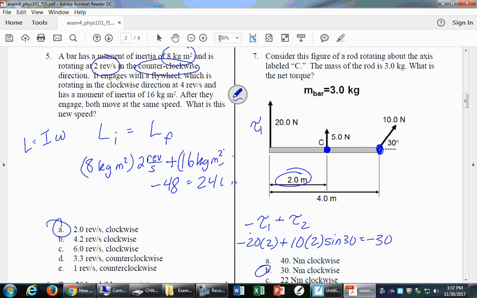Then my net torque would be negative 20 times 4, because that's the distance to the axis of rotation, minus 5 times 2, because that's the distance to the axis of rotation. They're both negative because they're both clockwise. And so that's going to be negative 80 minus 10, minus 90 Newton meters. Okay, that's a good question.